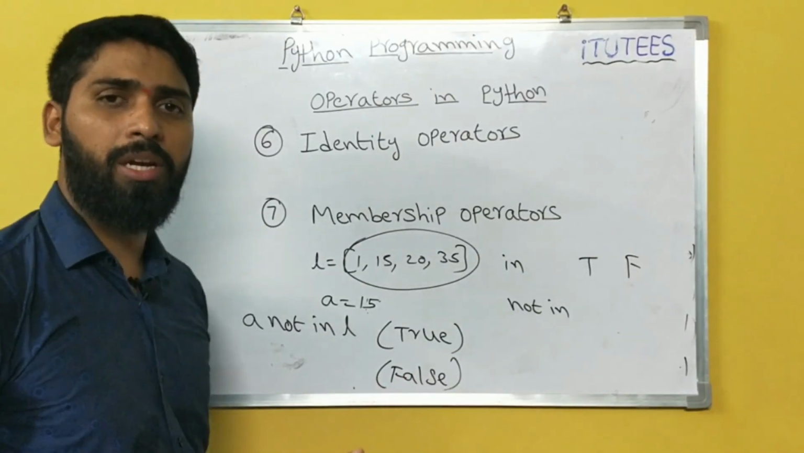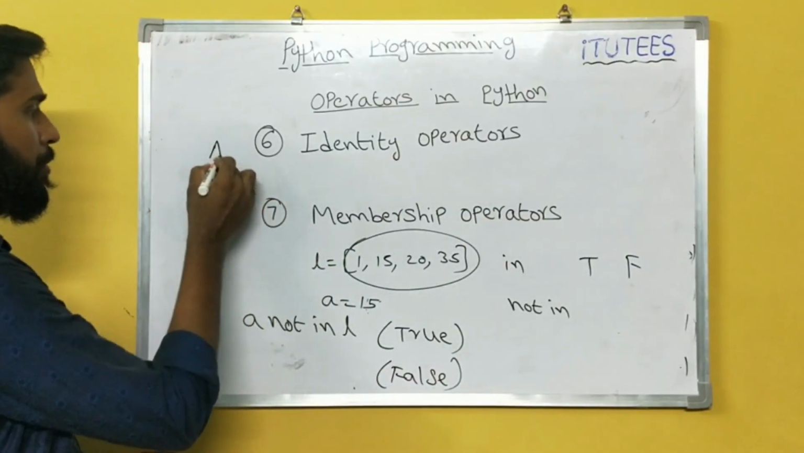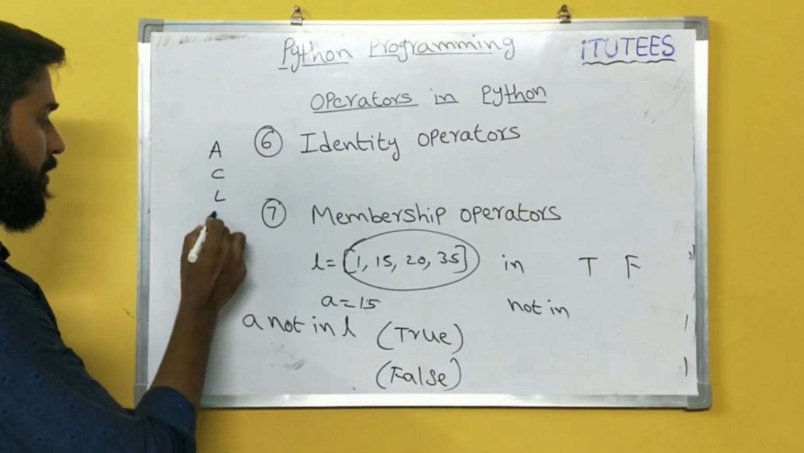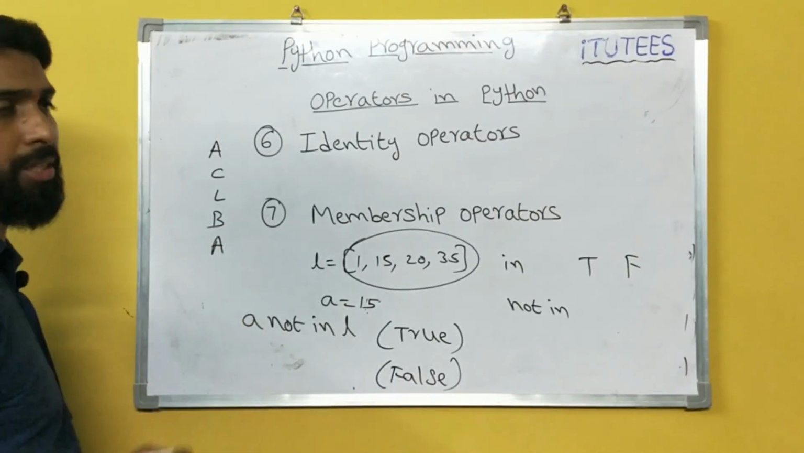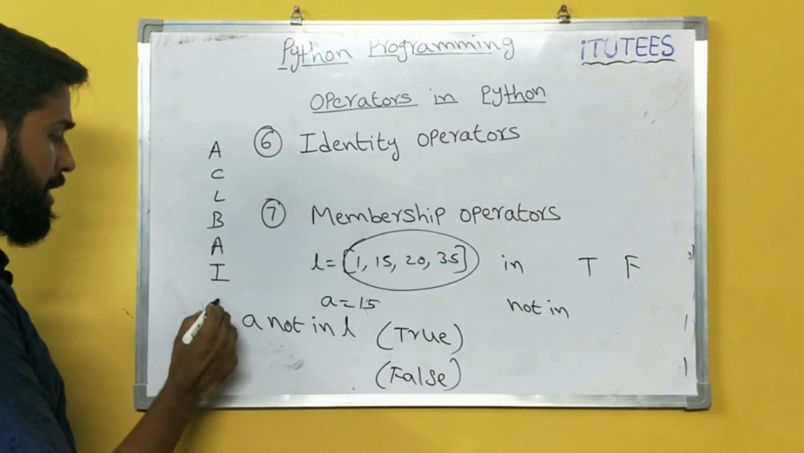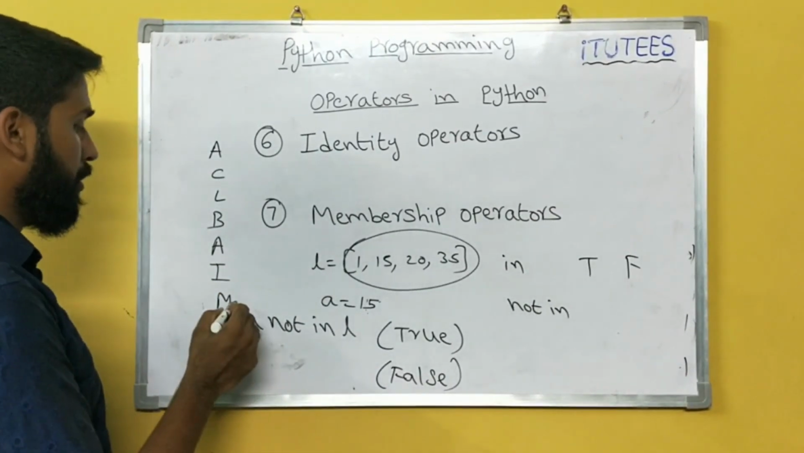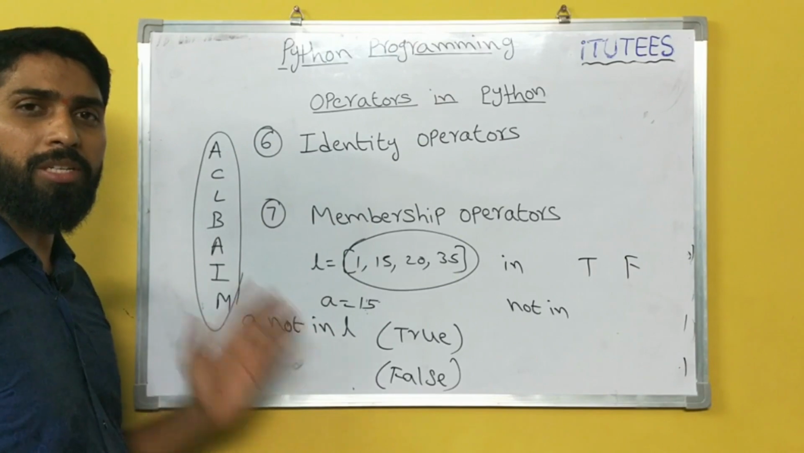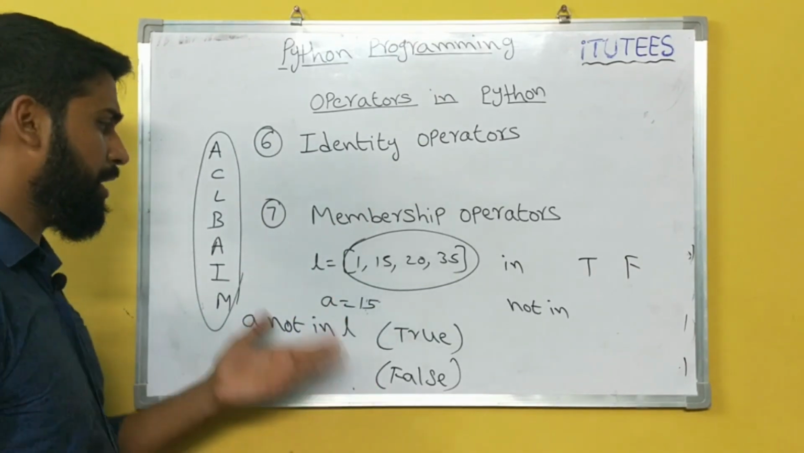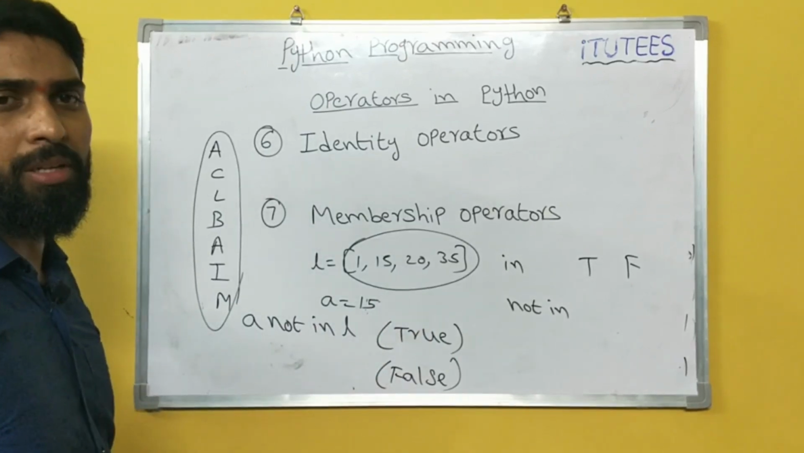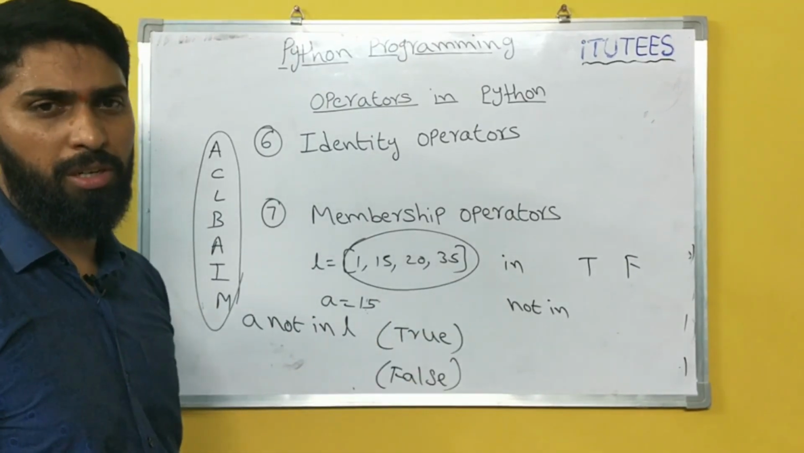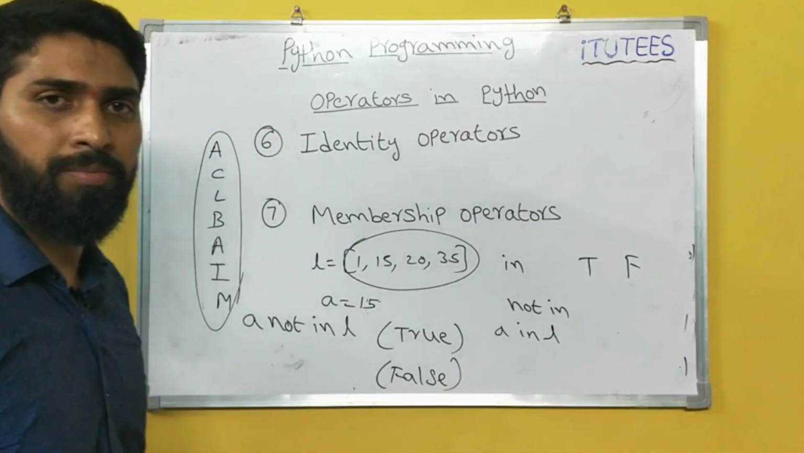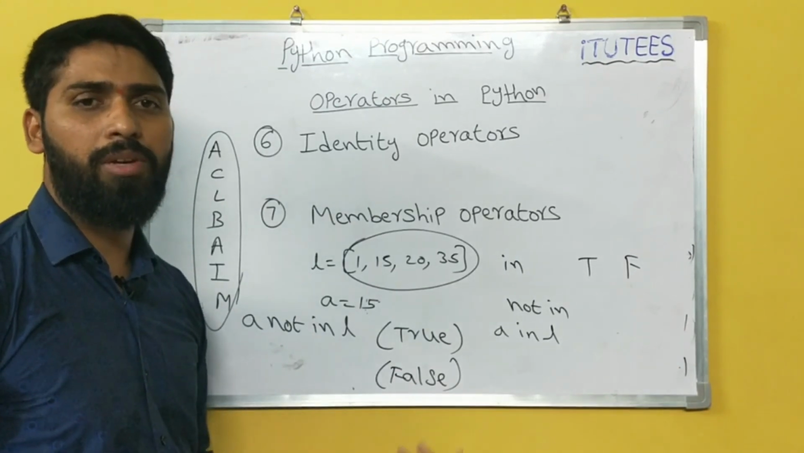So I hope you all understand all the operators: arithmetic operators, comparison operators, logical operators, bitwise operators, assignment operators, identity operator and membership operator. If you are thorough with all these operators, it is very easy to write and understand Python programs. For example, to check whether a number is in the list or not, how can I write it? Simply the in operator. a in L. That's it. If it is in the list, print true, otherwise false.